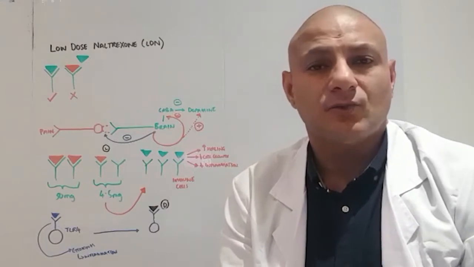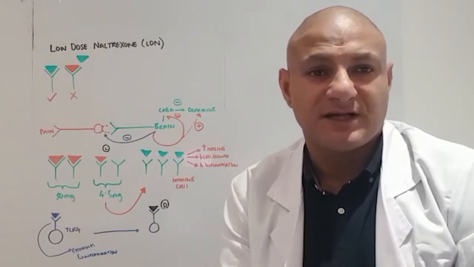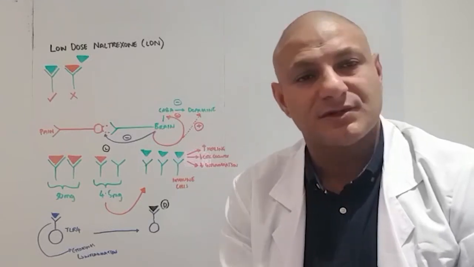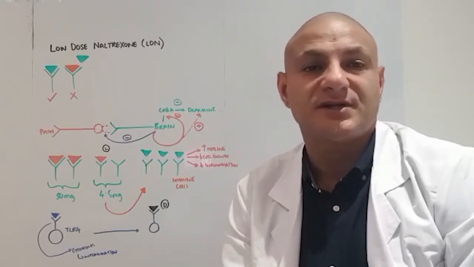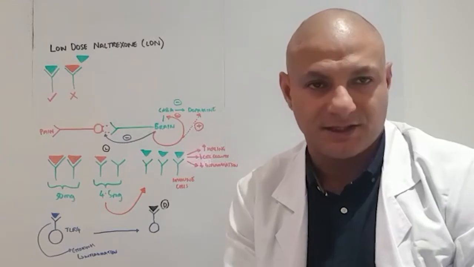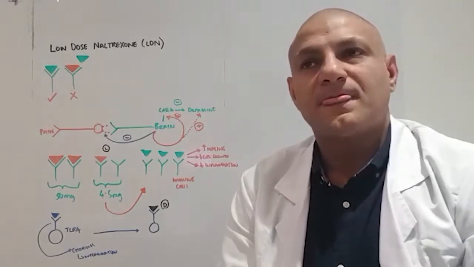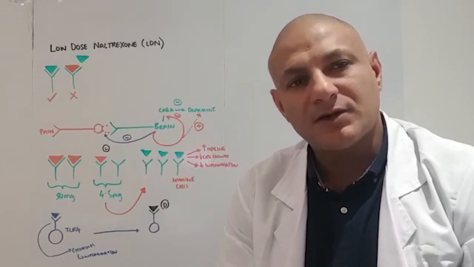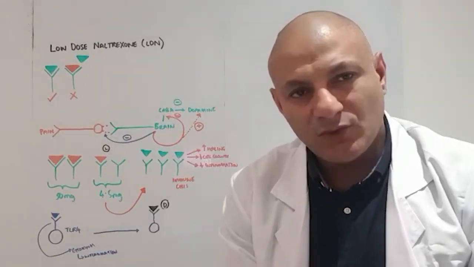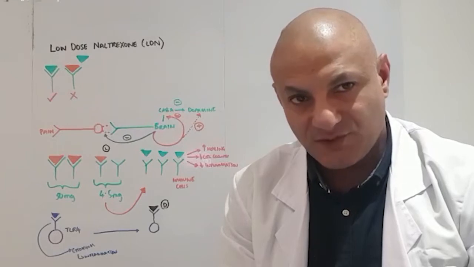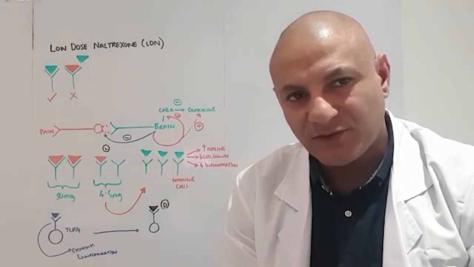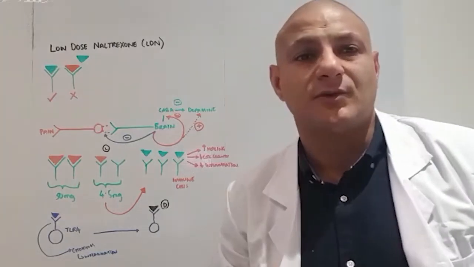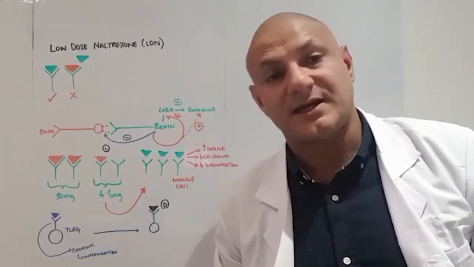Okay, so what is low dose naltrexone? As its name suggests, it's a low dose of naltrexone. What is naltrexone? Naltrexone belongs to a class of medicines known as opioid antagonists. What we mean by an antagonist is that it blocks a receptor. So it will be useful to have a quick revision of a few terms so you'll understand what we mean when we say an agonist, an antagonist.